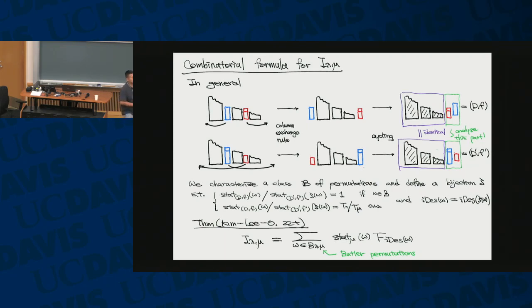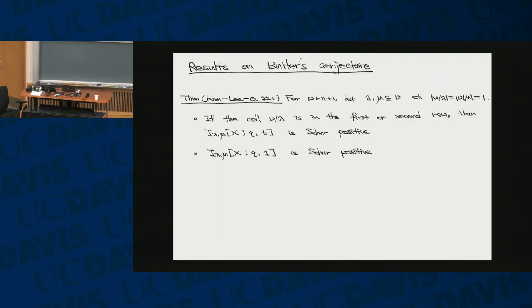And the original Butler's conjecture concerns the Schur positivity of this Macdonald intersection polynomial. So we have some partial progress in that direction. Same situation: if mu minus lambda is in the first or the second row, so this is a corner, if we choose a corner from the first or the second row, then the Macdonald intersection polynomial is Schur positive. So that is one thing we proved.